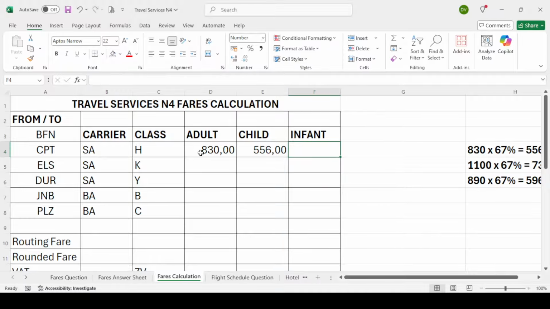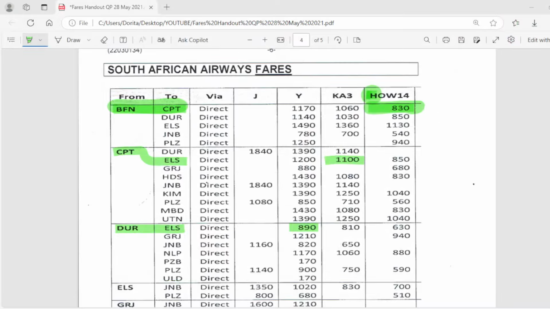10% of the adult fare, you can do the same calculation. 830 multiply with 10%. But guys, when we multiply with 10%, we simply just drop one of the zeros. So this will be 83 Rand for the infant. There we go. Your first route is done. Next, we're flying from Cape Town to East London on SAA Class K. You have to go and find that flight on your fares handout.